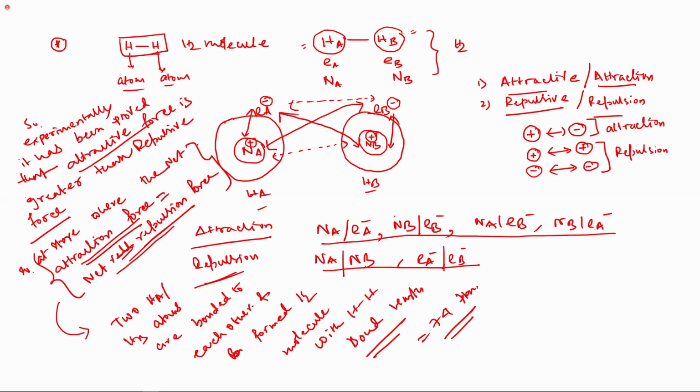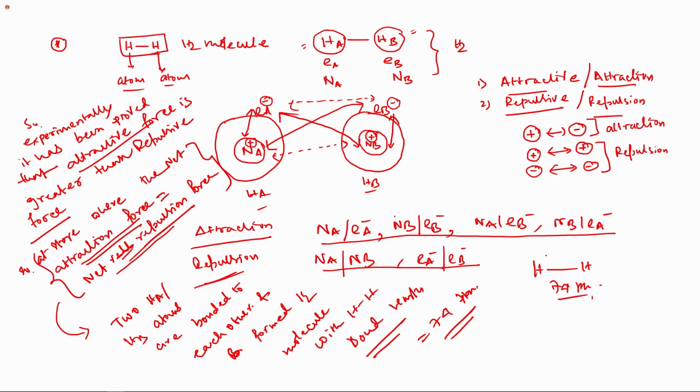Experimentally it has been proved that there are four attractive forces. That's why the attractions will be greater than the repulsion. But after that they come to a stage where the net attraction force is equal to the repulsion force. At this stage they form a hydrogen-hydrogen bond. This is a covalent bond, and they form an H2 molecule. At this stage they are forming a bond. This is the bond length, which is 74 pm.